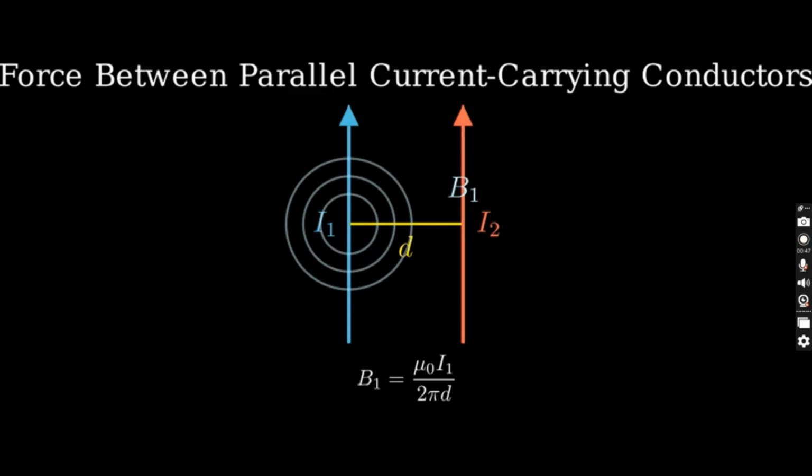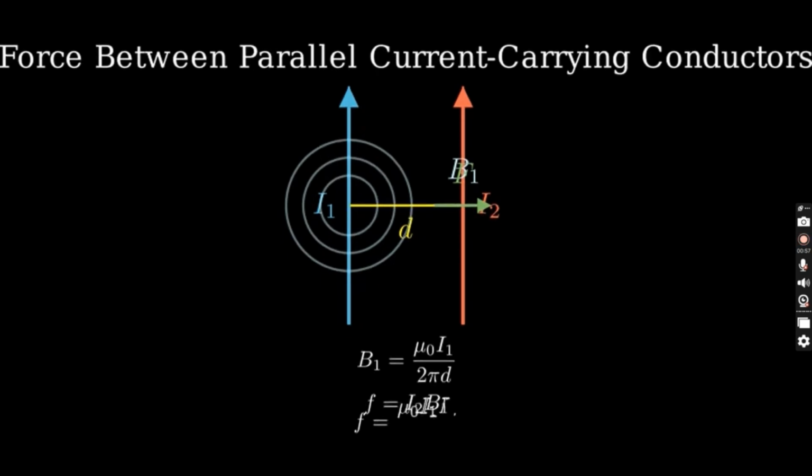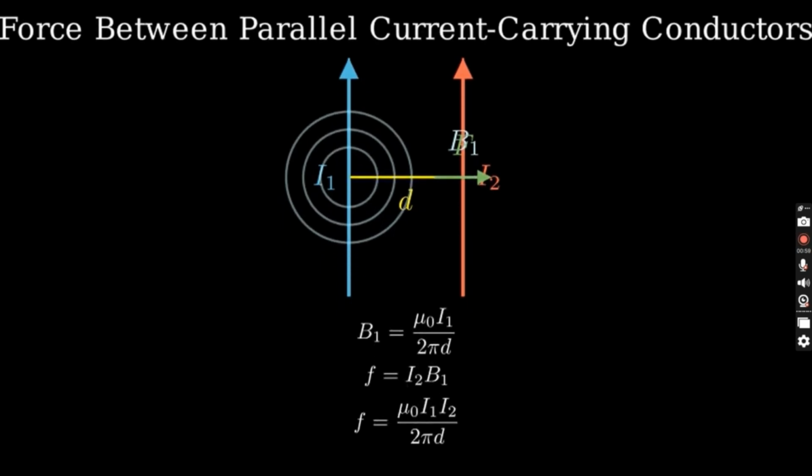Now, when the second conductor carrying current I2 is placed in this magnetic field, it experiences a force given by the Lorentz force law. The force per unit length equals I2 times B1. Substituting our expression for B1, we get the force per unit length equals mu naught I1 I2 divided by 2 pi d. This expression forms the basis for the definition of the ampere.